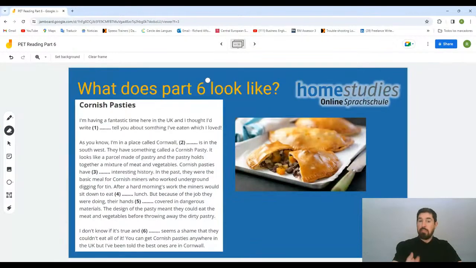So before we go into detail about how to do this, what does part 6 look like? Well, you can see here, this is an example about Cornish pasties. This is a particular British dish that you may or may not like. You may come from countries that have better cuisine than British cuisine, but the Cornish pasty, for me, I quite like it. But if you have more refined tastes, it might not be your thing. Anyway, the text is about Cornish pasties. You can see there are gaps.